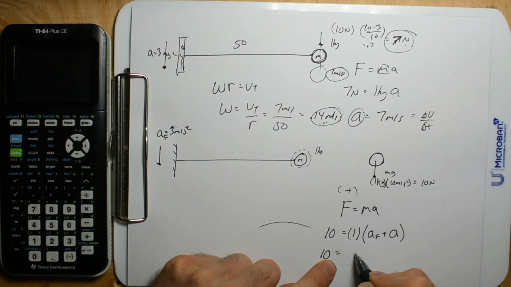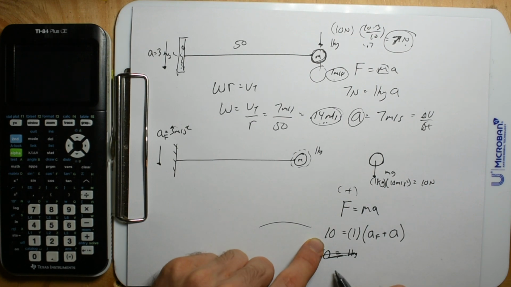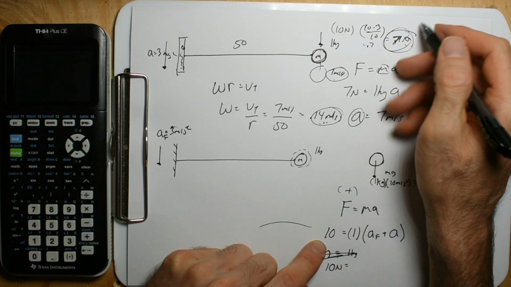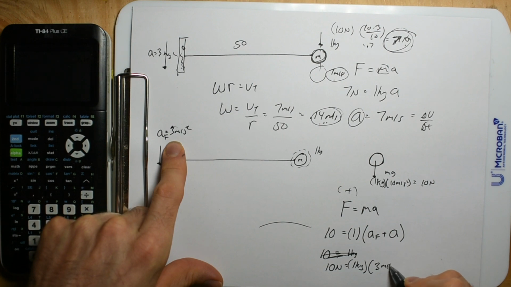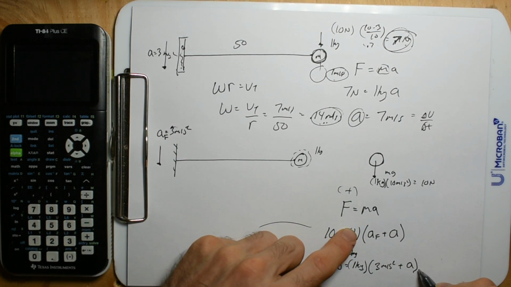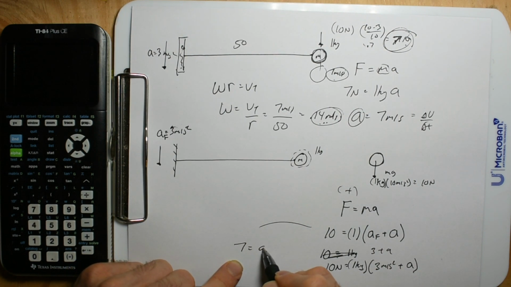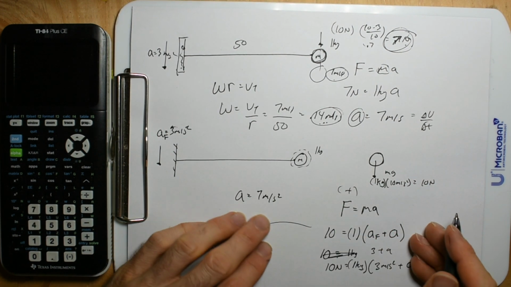So we have 10 is equal to 1 kilogram. See how we still have 10 newtons? We didn't have 7. That was a fictitious thing. But we have 10 newtons equals 1 kilogram times this 3 meters per second squared plus A. So now we can solve for A, because this is just going to be 3 plus A, that's going to be 7 is equal to A. So acceleration is 7 meters per second squared.